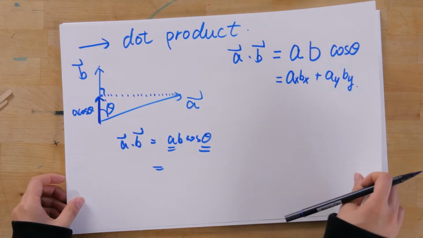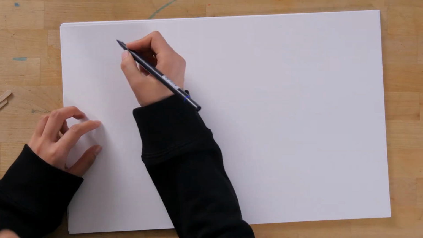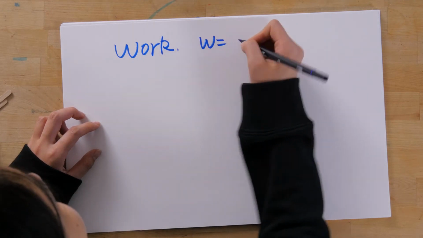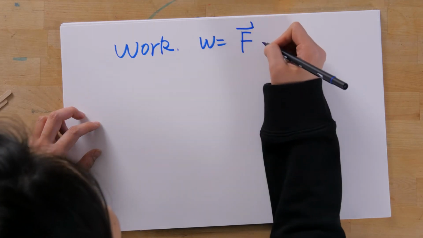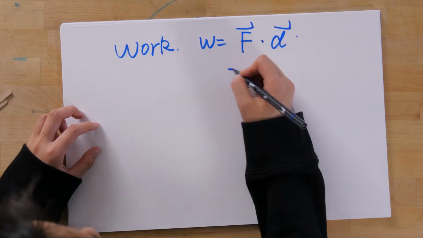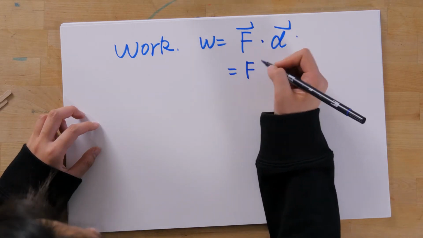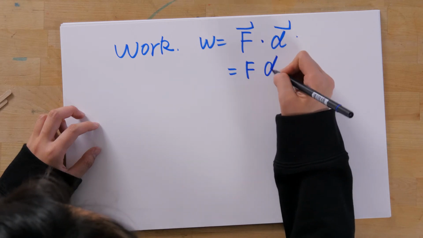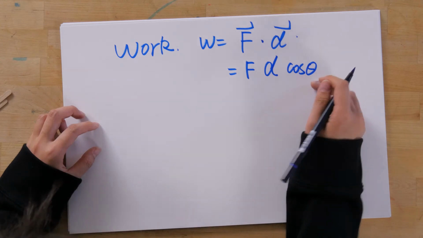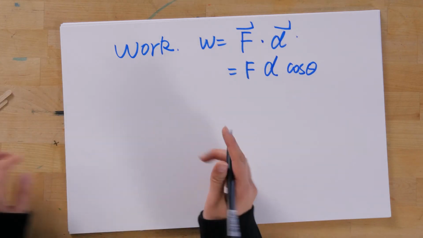So how does this relate to work? Work is defined by force dot displacement. So it equals the magnitude of the force times the magnitude of the displacement times cosine theta. Theta is the angle between force and displacement.